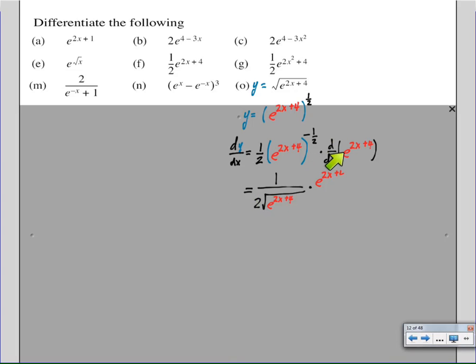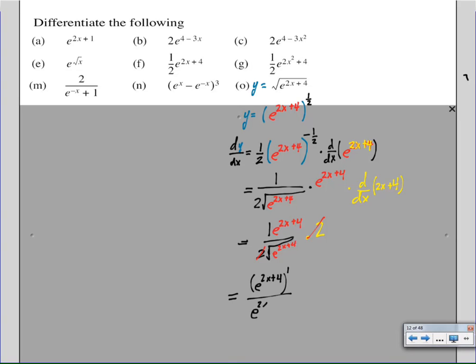Now when I take the derivative of e to the 2x plus 4, it's e to the 2x plus 4, no problem. But I also have to take the derivative of 2x plus 4, as the chain rule says. In so doing, I end up with this. The derivative of 2x plus 4 is just 2, and the 2's will divide out. And that leaves me with this.